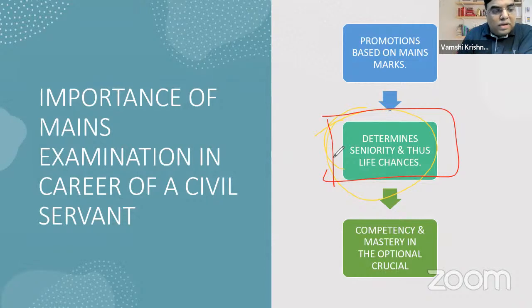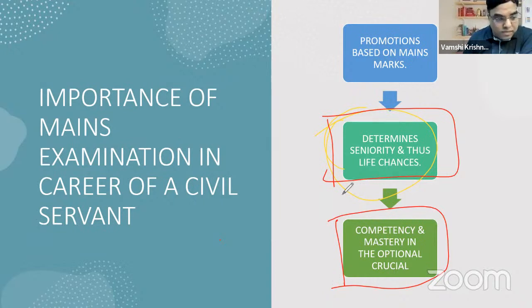To get very good marks in your optional, to get very good marks in your mains, the most important thing is your competency and mastery over the optional. So no matter what your optional is, you have to be a master of it so as to improve your mains marks, which will further help you in your career as well. How many of you know that your mains marks actually determine your seniority?